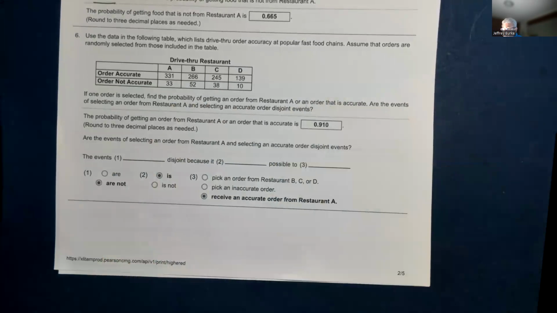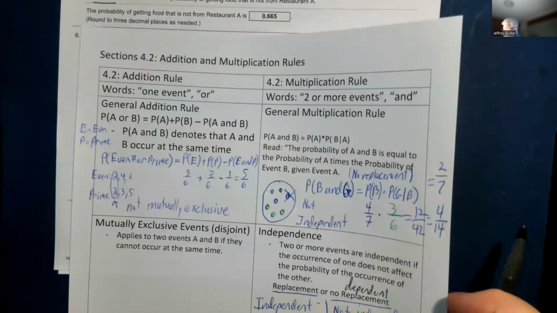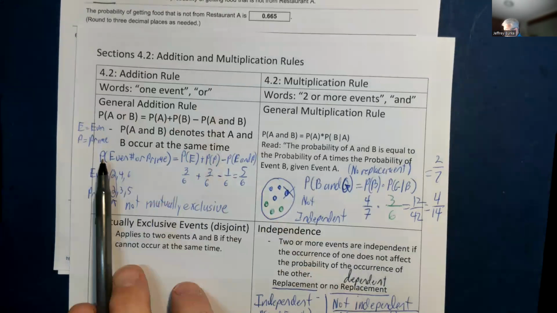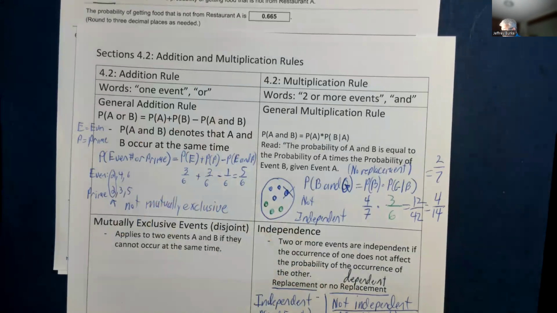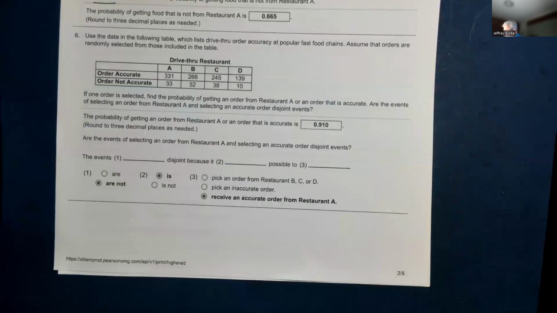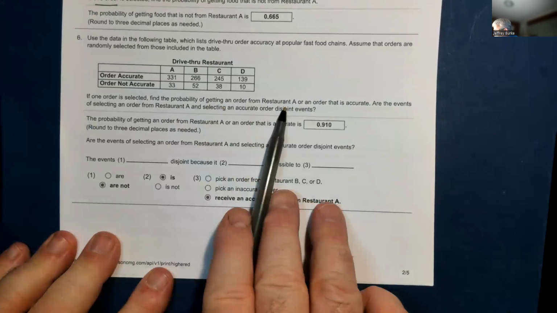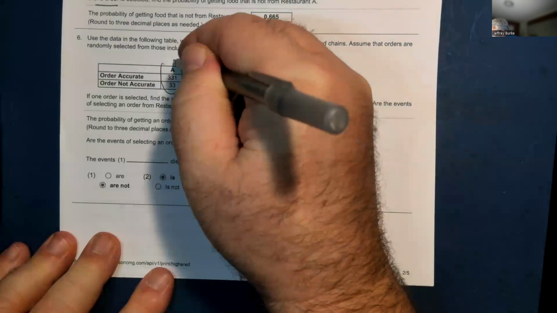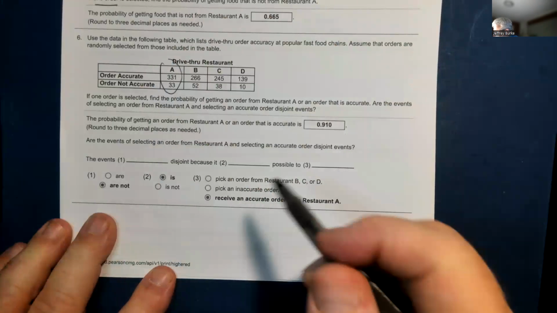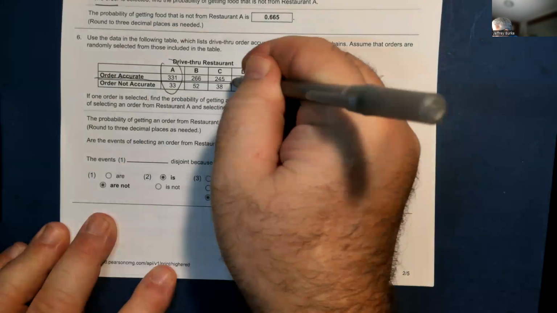So here's that word or. And usually when we see that, this is going to be an application of the addition rule. This rule right here. So we're going to look at applying that rule in this question. But this is going to be in a table now. So let's see how that works. So we want the probability of getting an order from restaurant A. So I'm going to circle that there. Or an order that is accurate. So I'm going to circle this here.